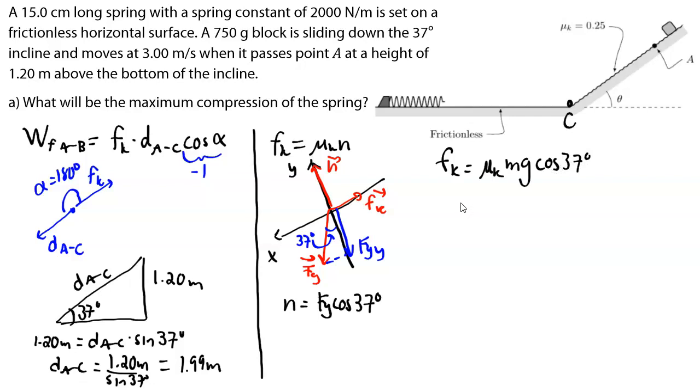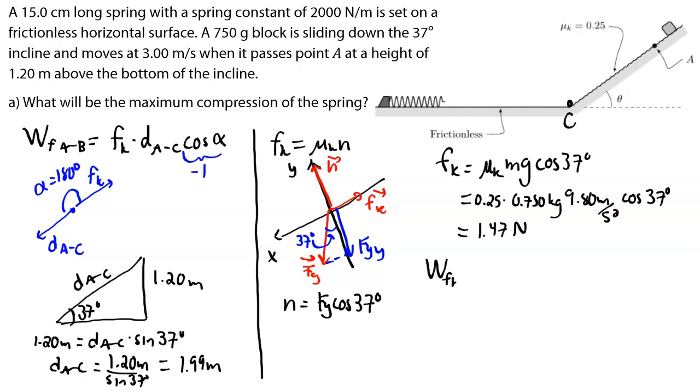If we plug the numbers back in, we figure out that this will just be 0.25 times m, which is 0.750 kilograms, times the value of g, 9.80 meters per second squared, times the cosine of 37 degrees, which gives us about 0.8. And when we put all these numbers together, we get something in newtons, not surprisingly, and we get 1.47 newtons.